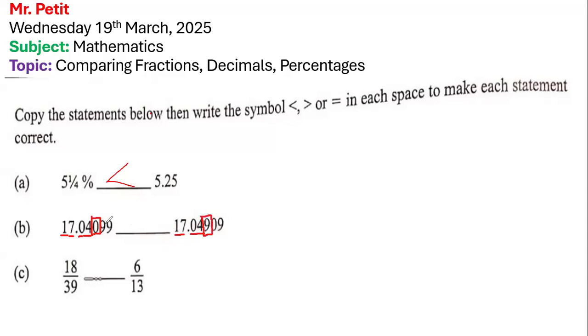0 and 9, which is bigger, 0 or 9? 9. So what does that mean? Who is bigger? This guy, 9, this guy over here. So it's greater than. How many persons put greater than? Let me know if you got greater than.